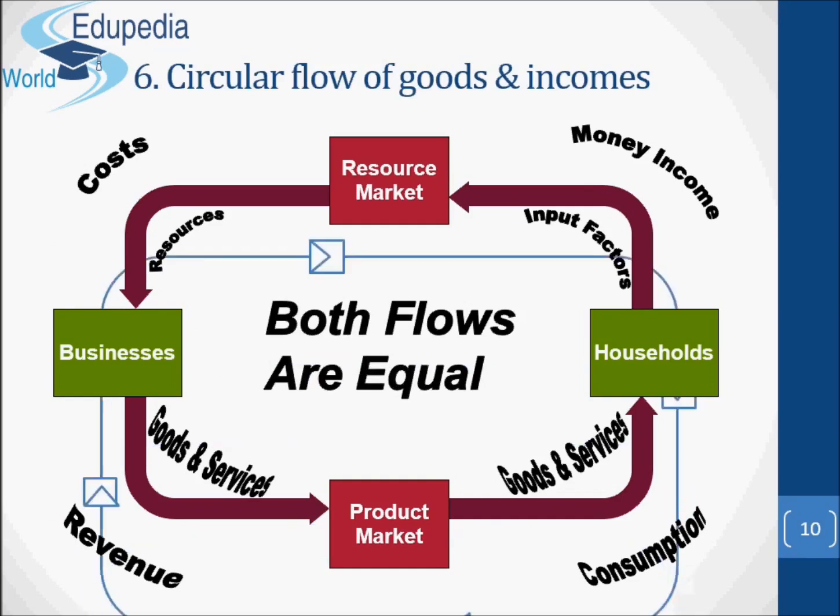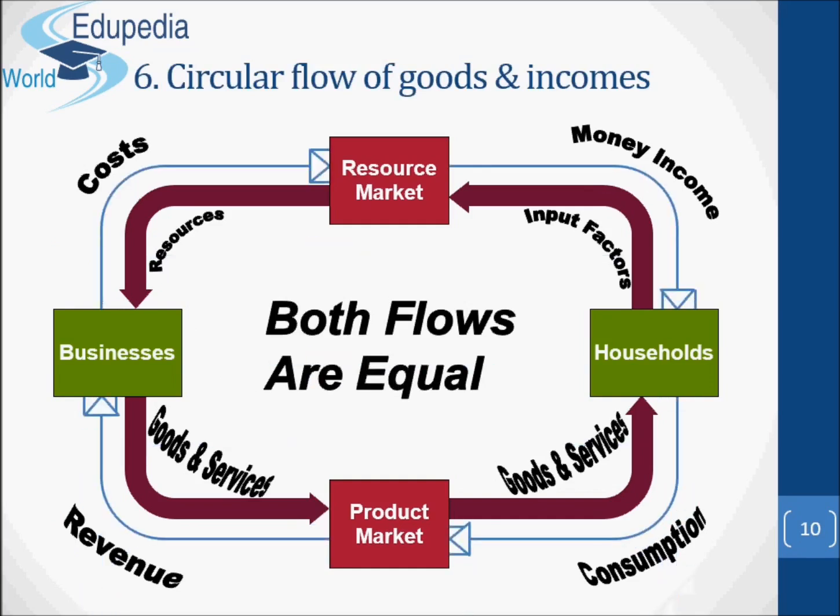Now, we will talk about a new and very important concept called the circular flow of goods and incomes. In fact, the process of satisfying human wants involves producers and consumers, or households and businesses. The relationship between them is two-sided and can be represented in the following flow diagram.